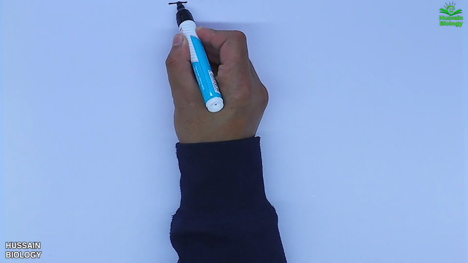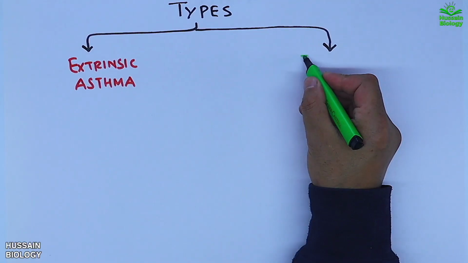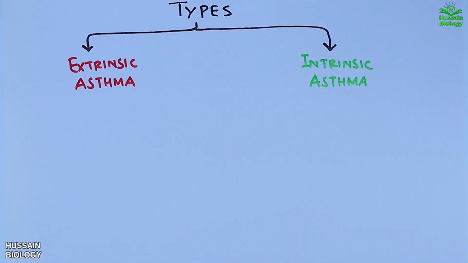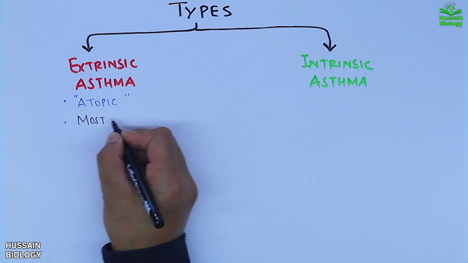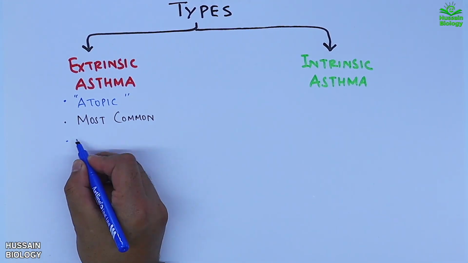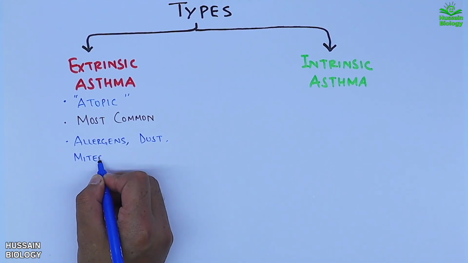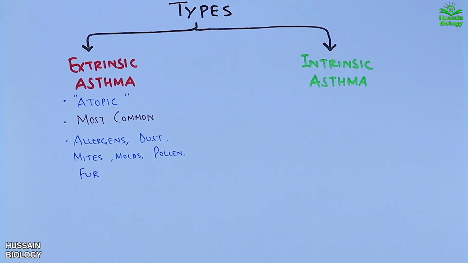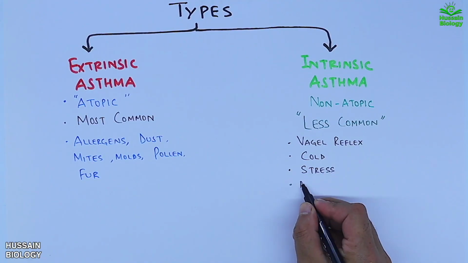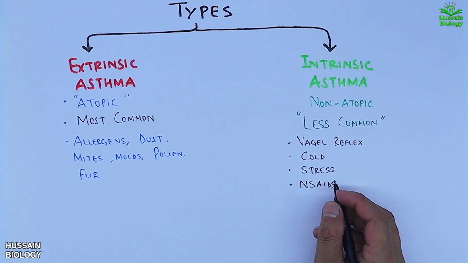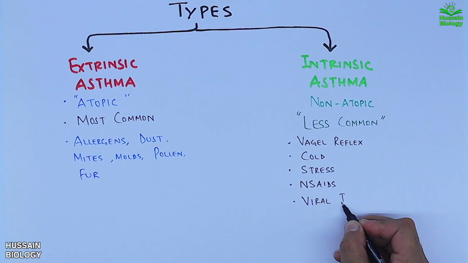Now let's see its types. We have extrinsic and intrinsic type of asthma. The extrinsic asthma is also termed as atopic asthma. This is the most common type of asthma, which is triggered by allergens, dust mites, molds, pollen, and fur. Whereas the intrinsic asthma is also termed as non-atopic asthma, and this one is less common. The intrinsic asthma is triggered by vagal reflex, cold, stress, NSAIDs, that's non-steroidal anti-inflammatory drugs, and viral infection.